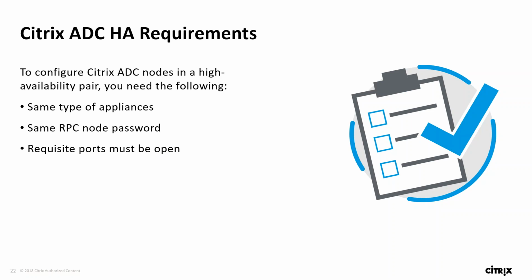You need the same type of appliances and the same RPC node password. Requisite ports must be open, such as the heartbeat packet port, as we mentioned a moment ago, of UDP port 3003. You don't need the same NSRoot password because if they are different, they will propagate from the primary to the secondary. If the build is not the same, you can configure HA, but synchronization will not occur until they match. One has been updated to the other.